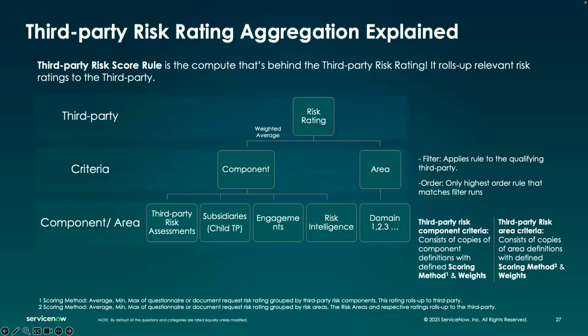For risk areas, the method aggregates questionnaires or document request risk ratings by domain. The end result: a comprehensive, structured, and transparent third party risk rating that reflects where the risk is coming from, components, and what kind of risk it is, domains or risk areas.